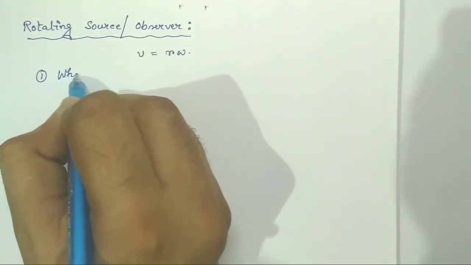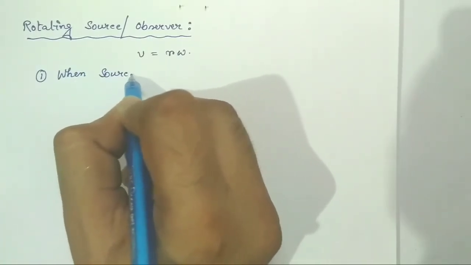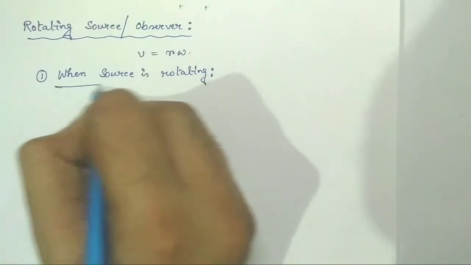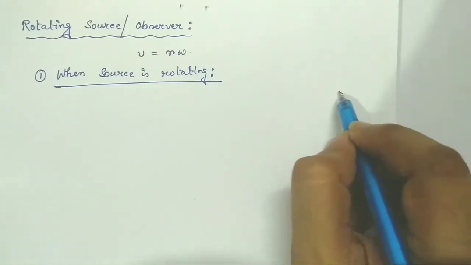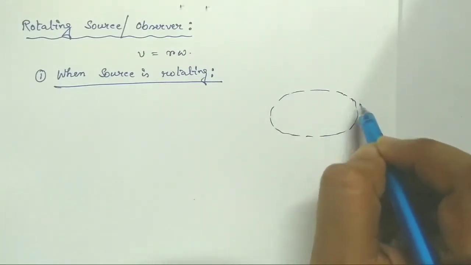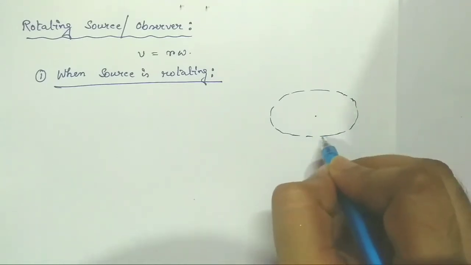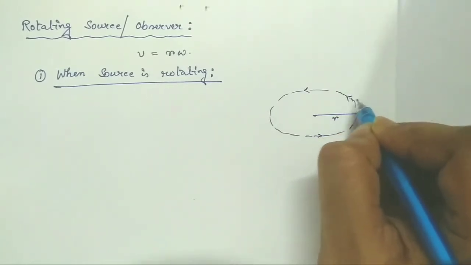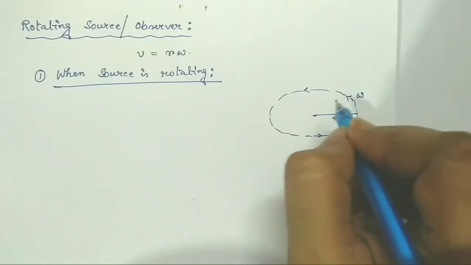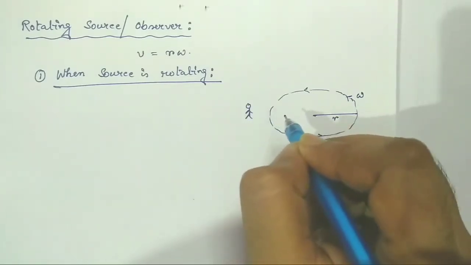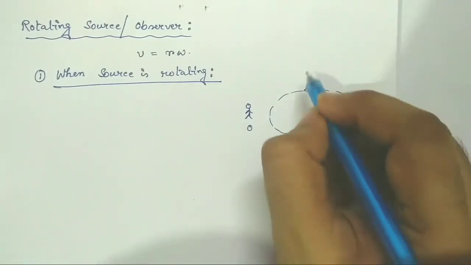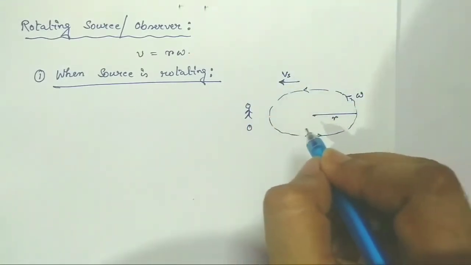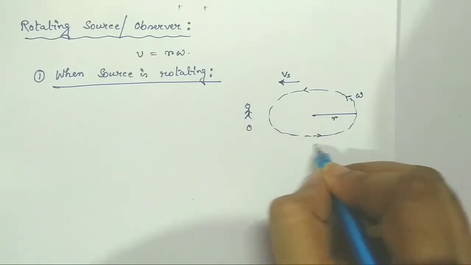When the source is rotating, suppose the source is rotating in a circular path of radius r with the angular velocity omega, and the observer is stationary here. This is the observer. The linear velocity is given by Vs, that is the velocity of the source.